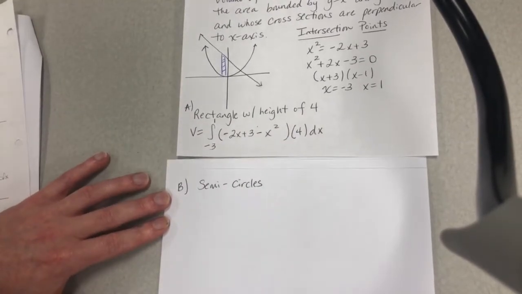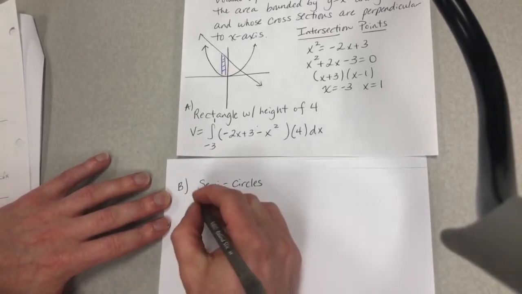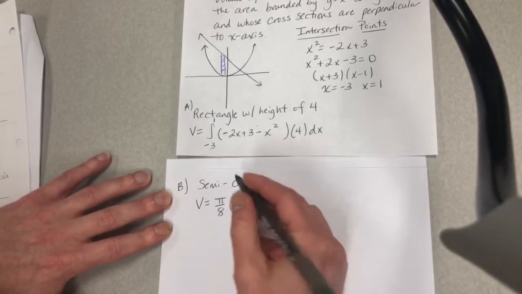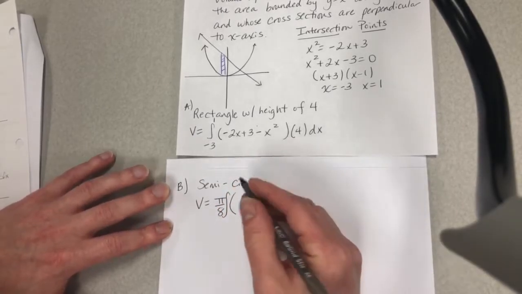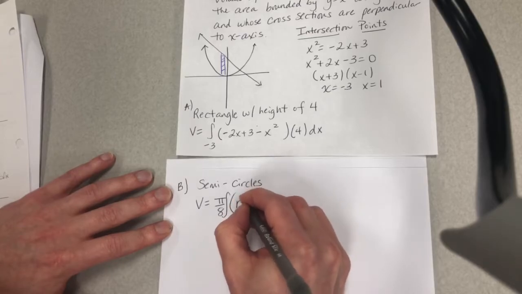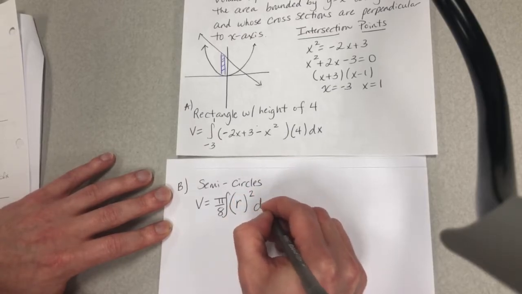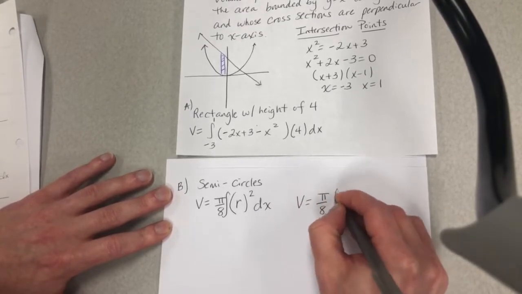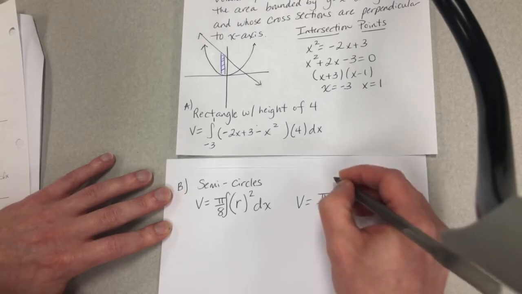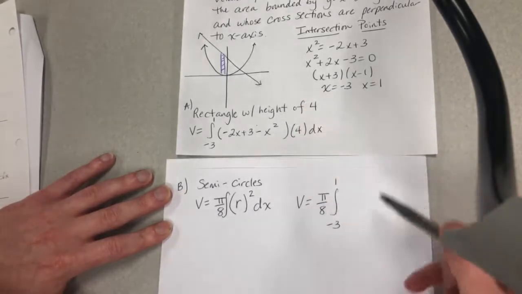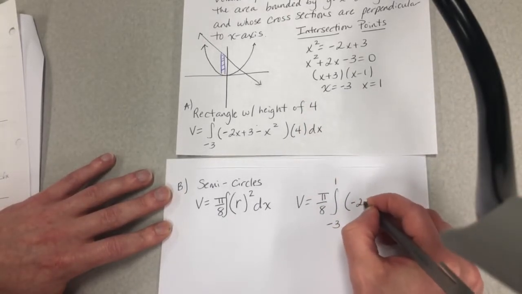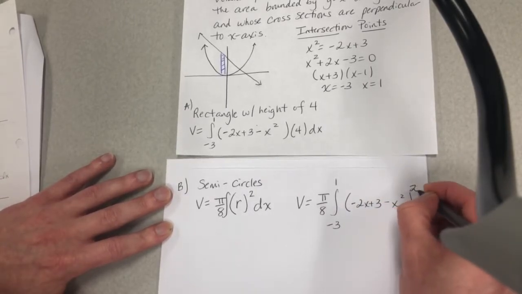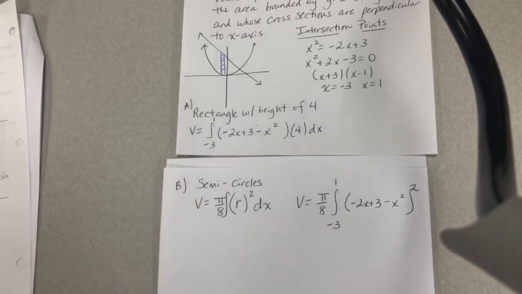Now, what I suggest you do is just memorize the formula for this. It's pi over 8 times the integral of your r squared. And your r would just be your top curve minus bottom curve. Okay, negative 3 to 1. And top curve minus bottom curve is negative 2x plus 3 minus x squared. We're going to square it like that. So that's our setup for that.